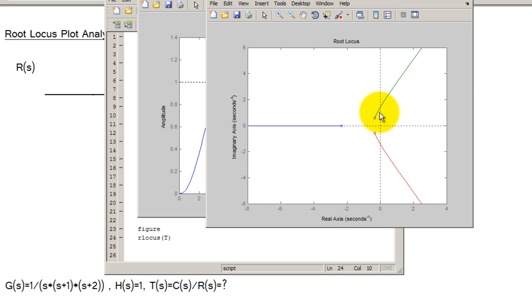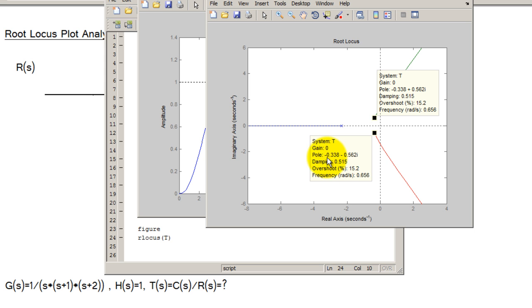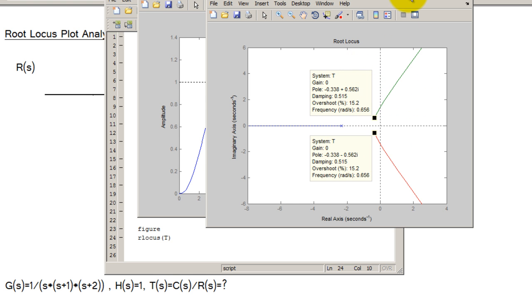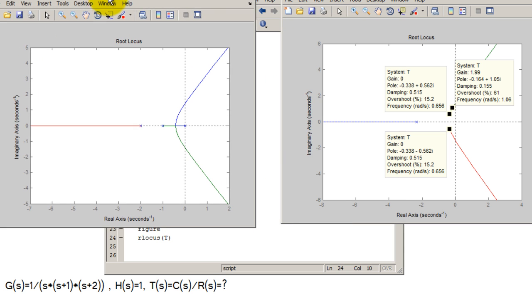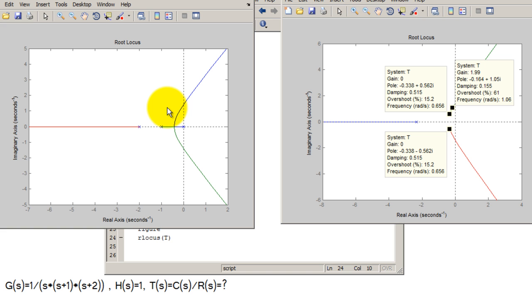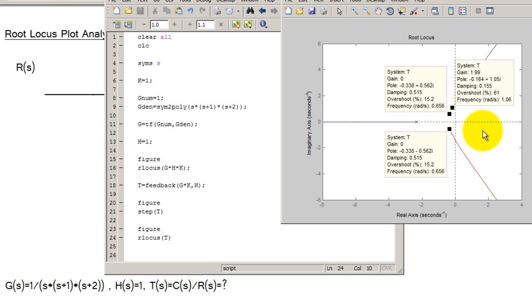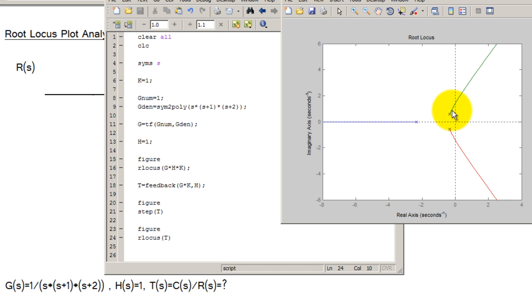So with k equal to 1, my closed loop poles are at negative 0.338, 0.562 on the imaginary axis. And of course the conjugate pole has a real part of negative 0.338 and an imaginary part of negative 0.562. So what if I wanted to move these poles to, let's say, somewhere around here? Well, let's go to our open loop root locus plot. That means I would need a gain of about 3.44. So remember this graph, because now we're going to move the poles over here by adjusting the gain to 3.44.